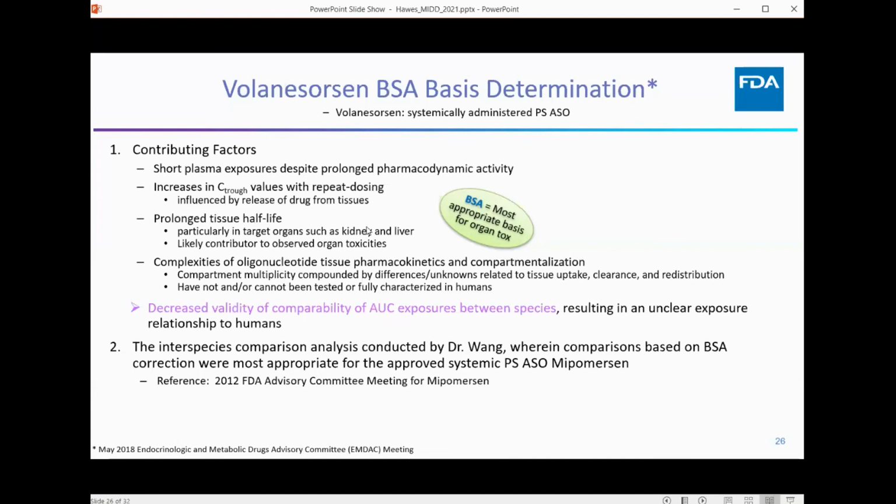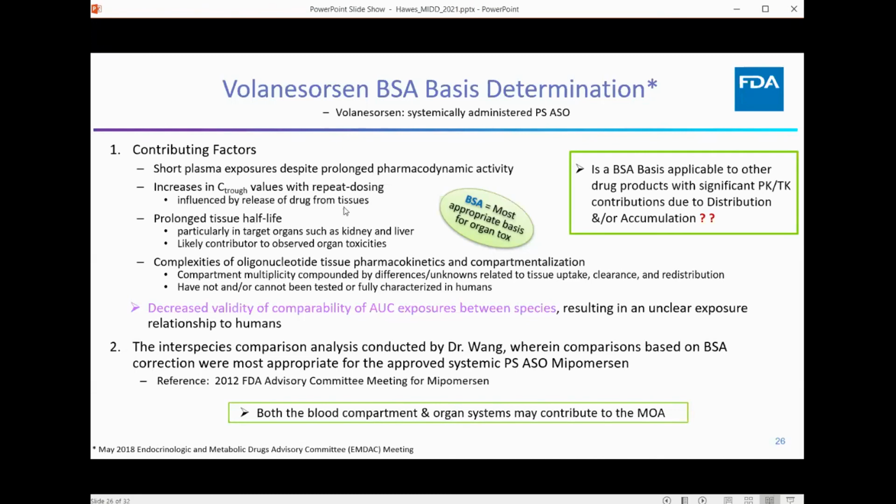In the Mipomersen Advisory Committee meeting in 2012, Dr. Wang did a really nice interspecies comparison, taking organ toxicokinetic data, and was able to demonstrate that in those organs, a BSA correction was indeed the most appropriate. And that was also another systemic PS-ASO, and that was part of the reason why a similar approach was taken for Volanesorsen. And it's also important to keep in mind that both the blood compartment and the organ systems can contribute to the mechanism of action.